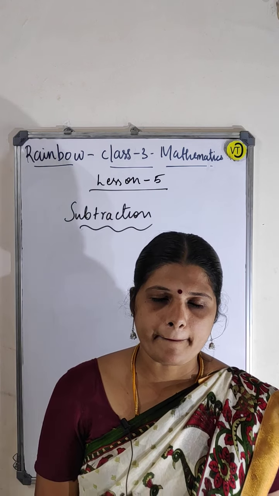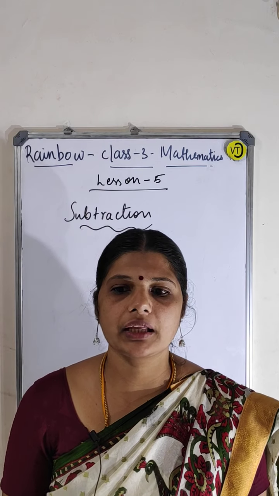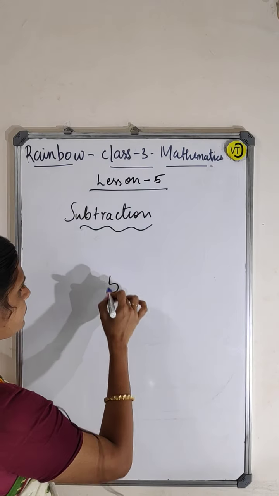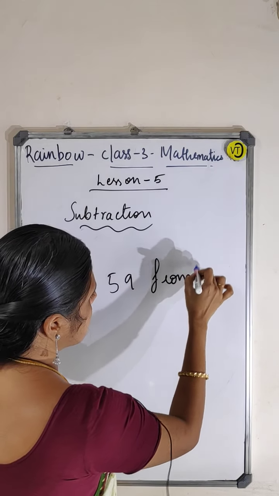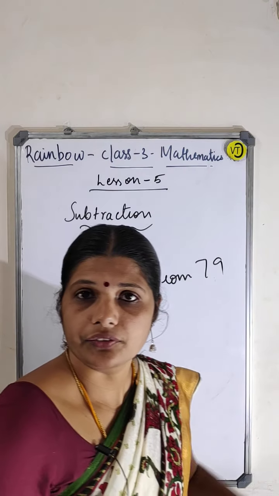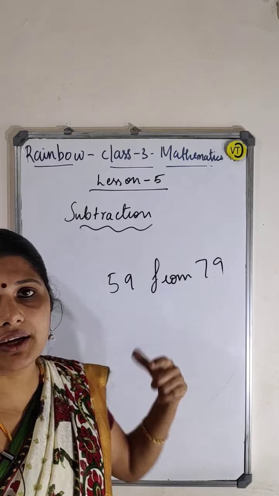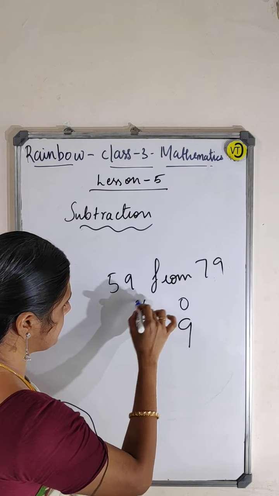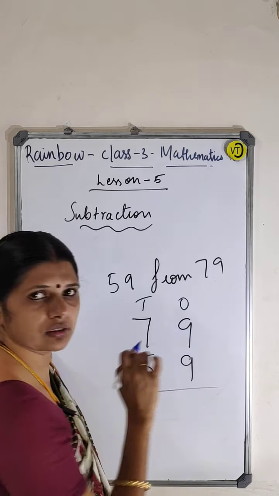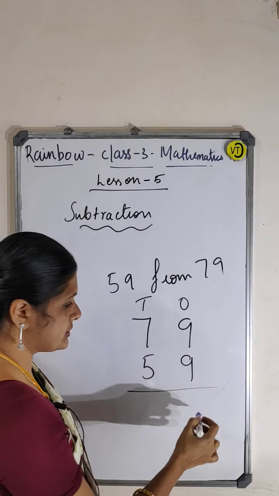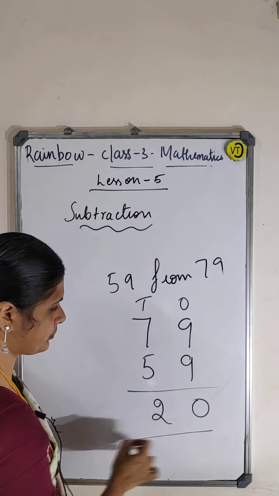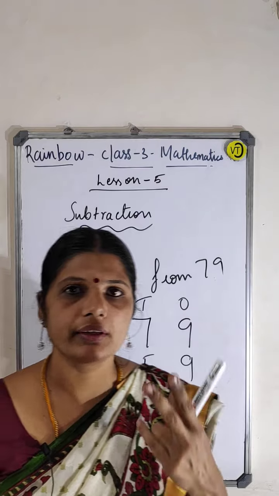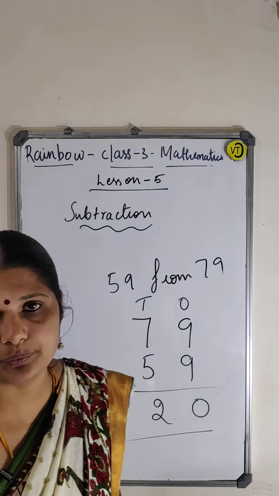The next one is: subtract the following by arranging them in columns. Same method, only column-wise you are going to subtract now. 59 from 79. From 79, take away 59. I told you the bigger number should come first; here the bigger number is 79. This is ones, this is tens. 9 ones minus 9 ones is 0. 7 tens minus 5 tens is 2 tens. So the answer is 20.